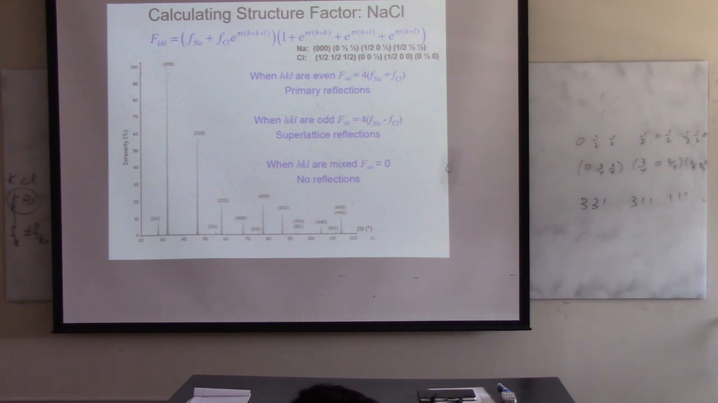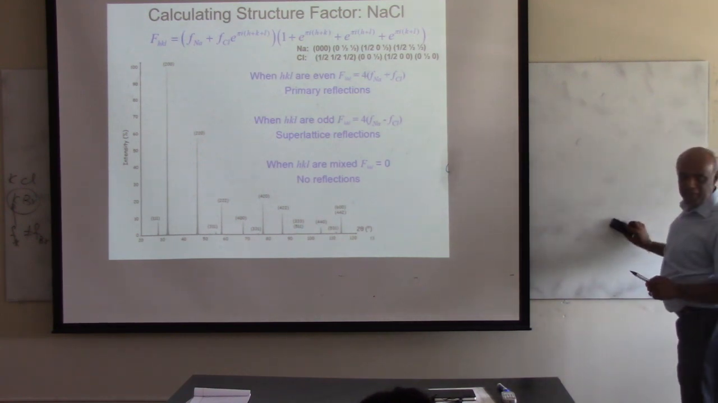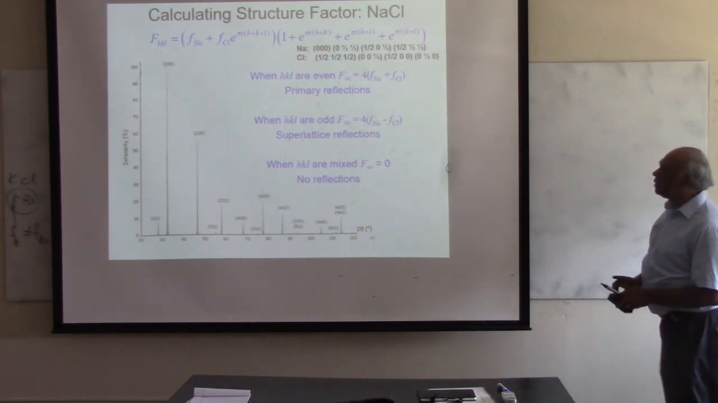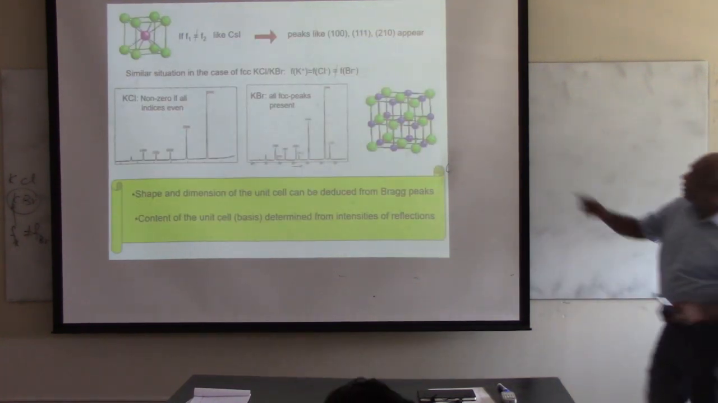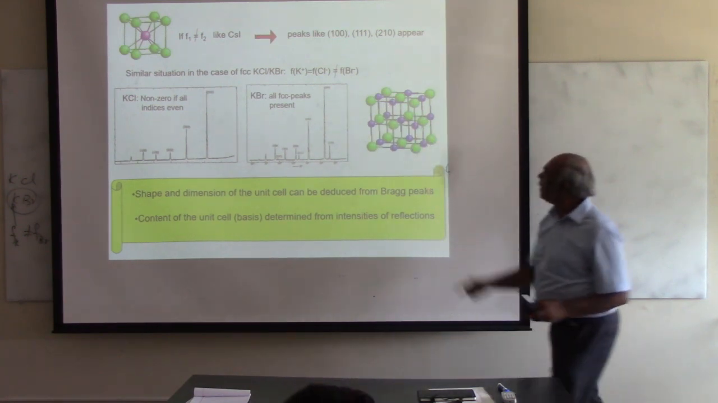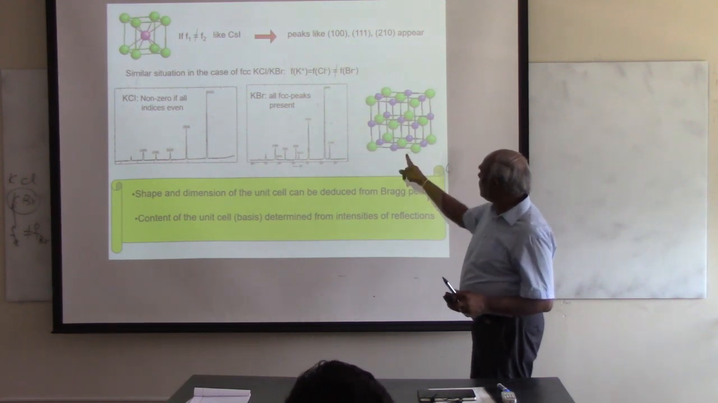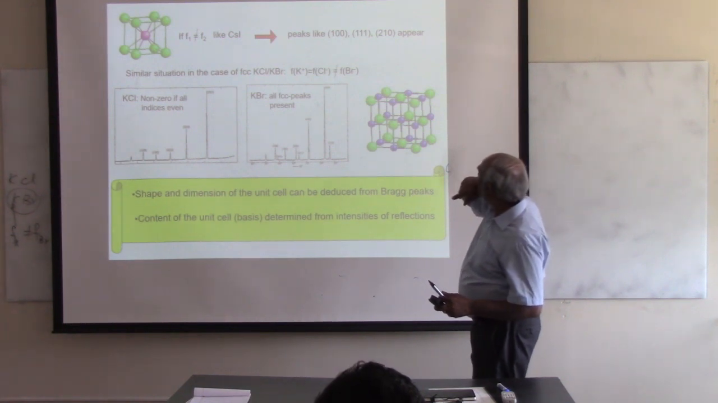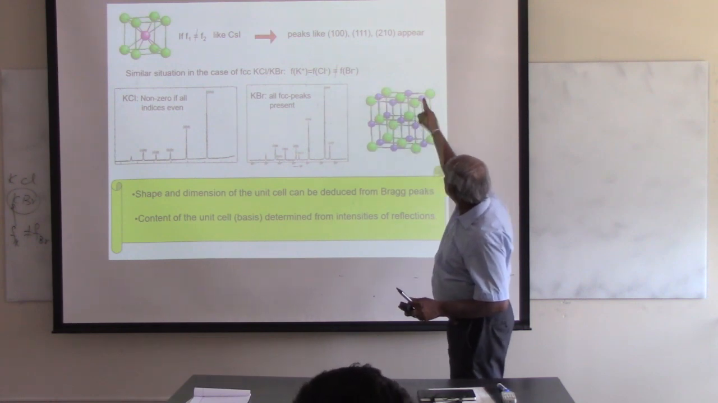Okay, next I want to talk about how to calculate the structure factor for sodium chloride. We know how to calculate for FCC, right? But sodium chloride is a little bit more complicated because if you consider sodium chloride, remember, this is the structure, this is the unit cell. How many atoms are there for this unit cell? In this case, you have actually 8 of them, right? So how do you get that? These are chlorine atoms, these are sodium atoms, right?